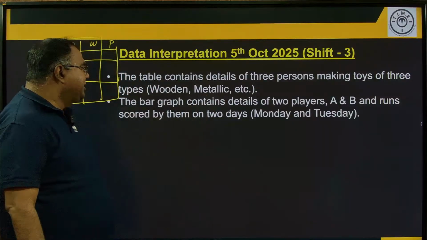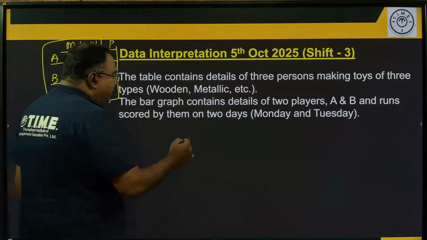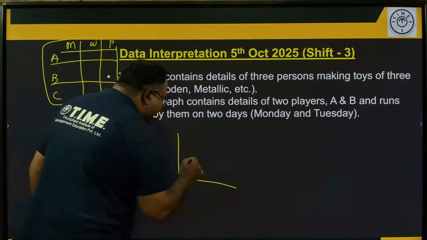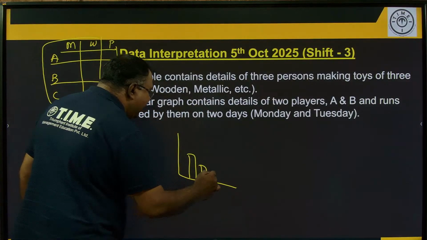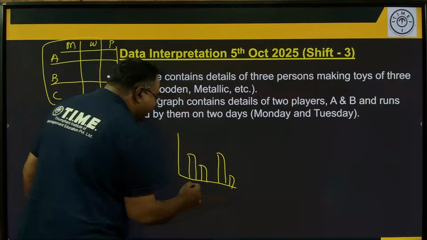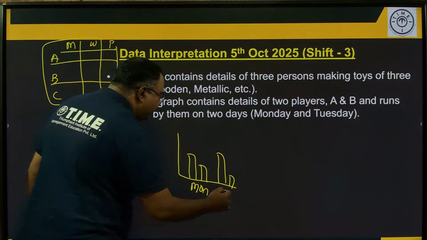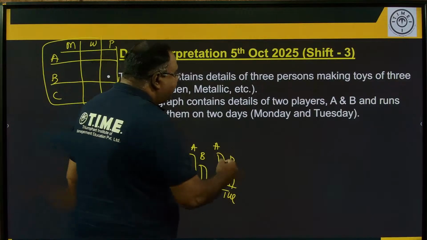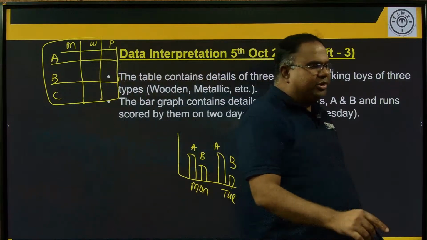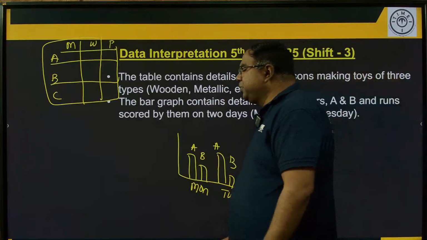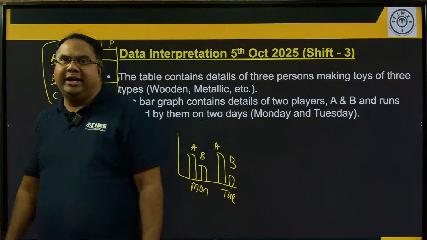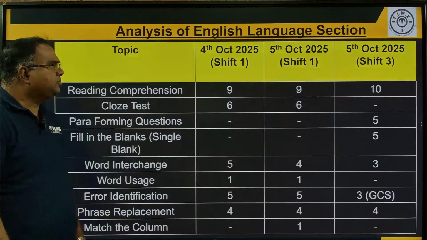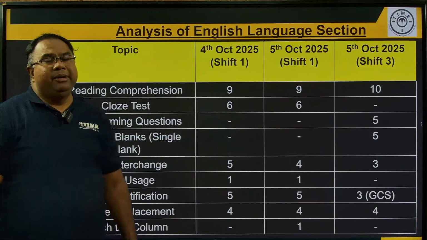Here we have 2 players, A and B, and runs scored by them on Monday and Tuesday. It is something like this: A and B here, again A and B here. This is Monday data, this is Tuesday data. The data set was easy to understand, but there was one question which involved a lot of calculations. You have to project the score and find out, right? So let's move ahead. That was about your numerical ability section.